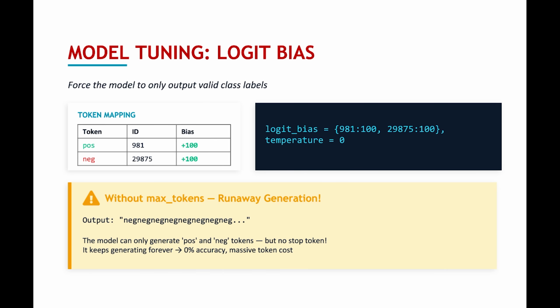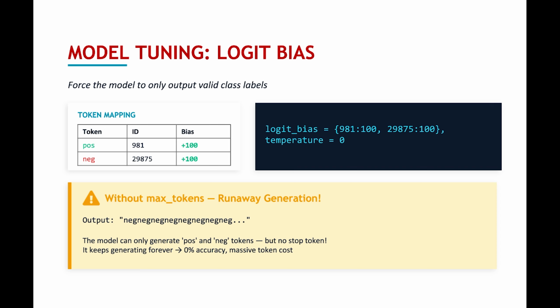So for our first key optimization strategy, it is model tuning. In model tuning, one of the ways you can fix format errors is the logit bias. The logit bias parameter lets us increase or decrease the probability of specific tokens. When we looked at our label tokens using OpenAI's tokenizer, the positive, POS, had a token ID of 981, and the negative, or just shortened to NEG, had a token ID of 29875.